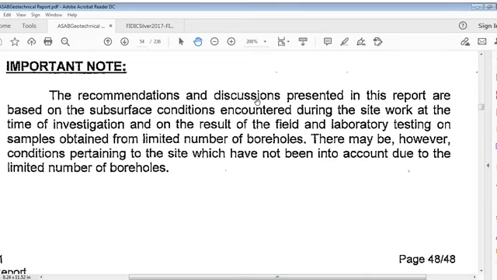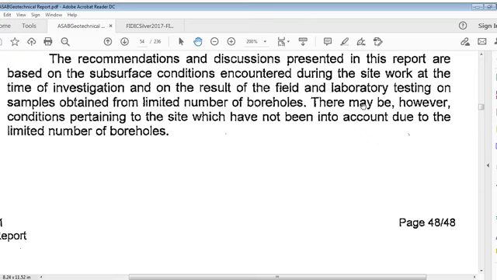Recommendations and discussions presented in this report are based on subsurface conditions encountered during site work at the time of investigation, and on results of field and laboratory testing on samples obtained from a limited number of boreholes. There may be, however, conditions pertaining to the site which have not been taken into account due to the limited number of boreholes.